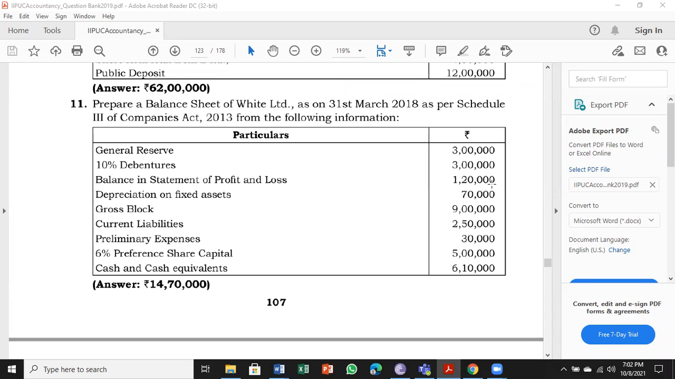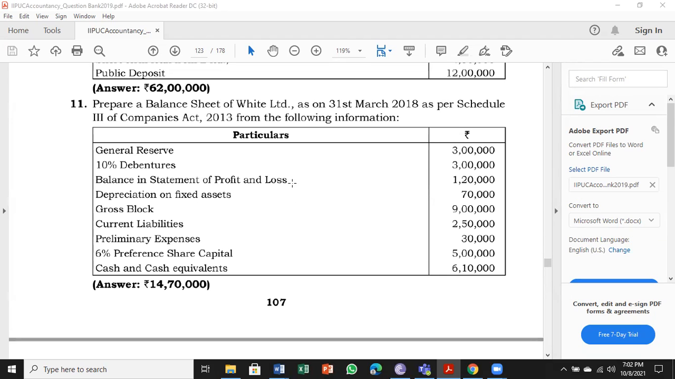Next is problem number 11. Prepare a balance sheet of White Limited as on 31st March 2018 as per Schedule 3 of Companies Act. We have all the items again connected to only the balance sheet. No need to prepare income statement. So here you find general reserve, liability, 10% debenture liability, balance in statement of profit or loss.